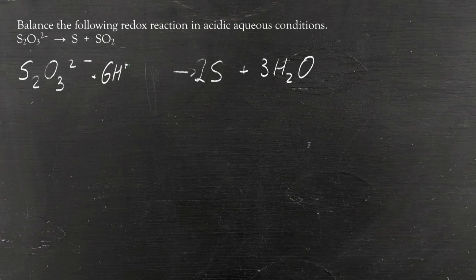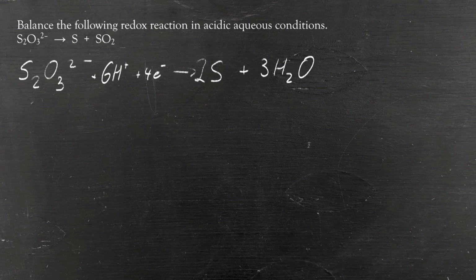Finally, we need to look at our charge. On the right-hand side, it's neutral. There's no charge. But on the left-hand side, we have a -2 and 6+, so that's a total of 4+. So to get it back to neutral, we need to add 4 electrons. This equation is now balanced.